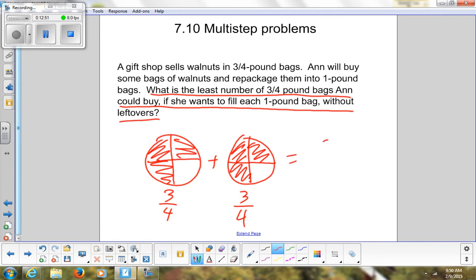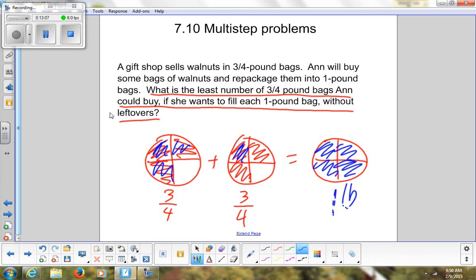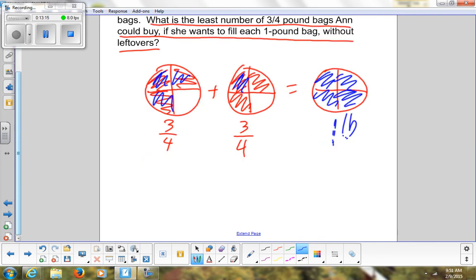So if I put these two together, I'm going to color in 1, 2, 3 from this one. And then I only need 1 from this one to make a whole pound bag. But how many do I have left over? 2. I colored in 3 and then I took 1 from the other bag. So how many do I have left? 2.